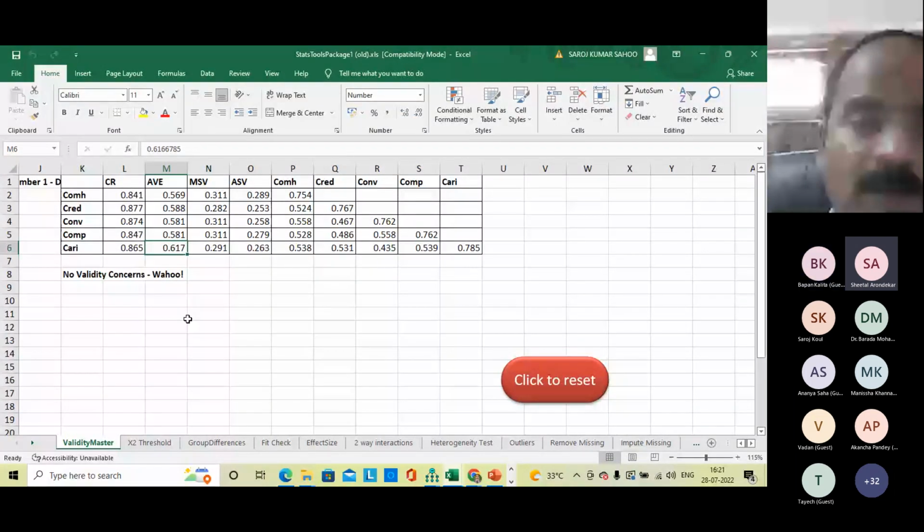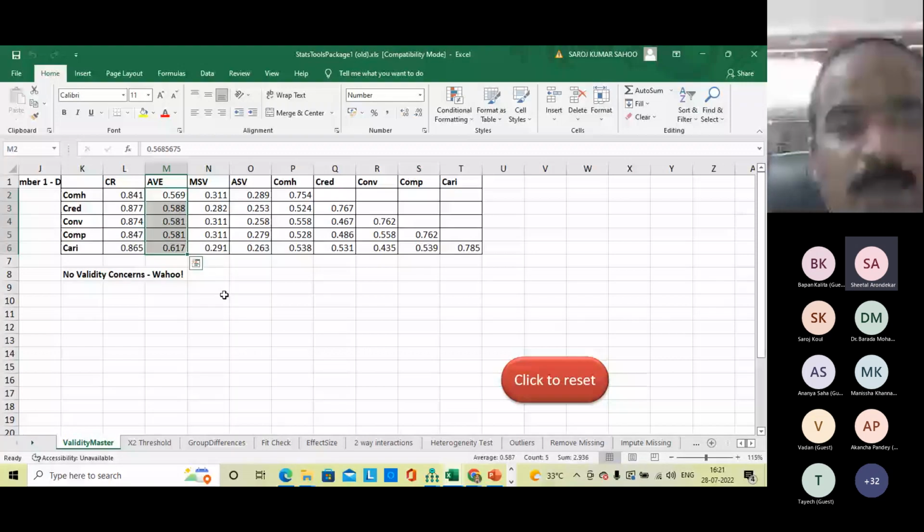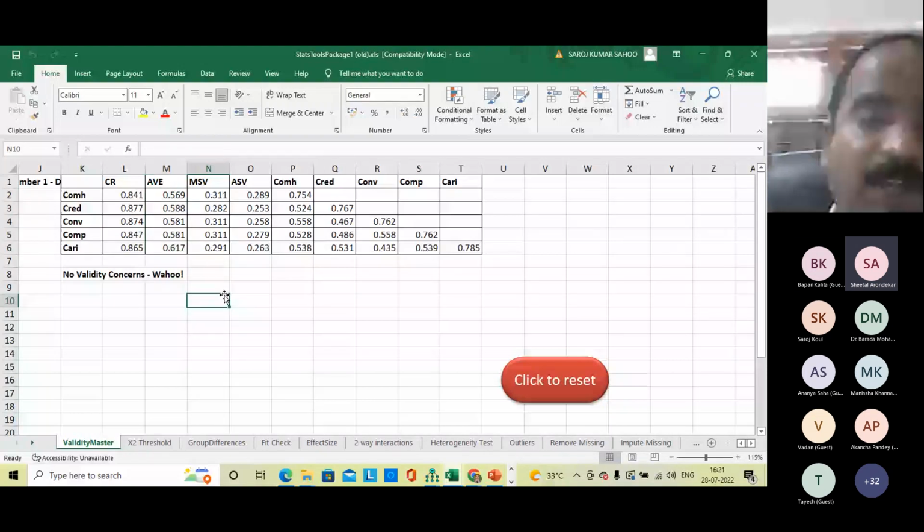One of the criteria of convergent validity is the average variance extracted must be more than 0.5. You see, all the values of average variance extracted are more than 0.5. Now, if any particular AVE is less than 0.5, this macro file James Gaskin has made in such a manner that it will be red highlighted automatically. So you can detect very easily.